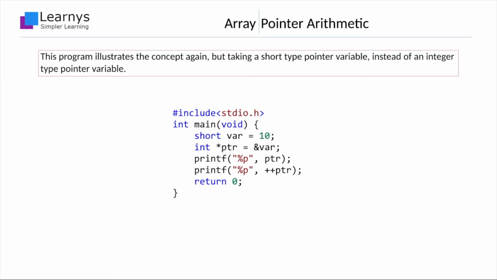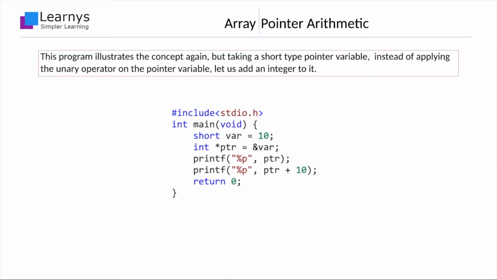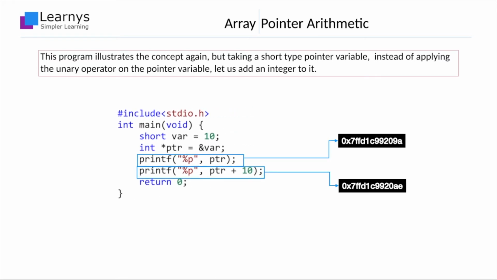Let us modify this program a little bit. Instead of applying the unary operator on the pointer variable, let us add an integer to it. This program is similar to the previous one, except that instead of applying the unary operator on PTR, it adds 10 to it. The output of the two print statements on my system is this. Notice that the second value is 20 more than the first one. 20 is 10 times the size of the short variable.